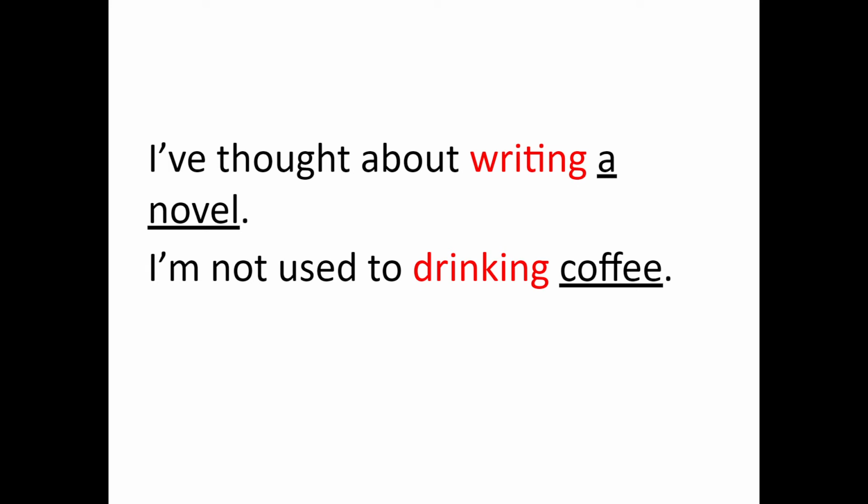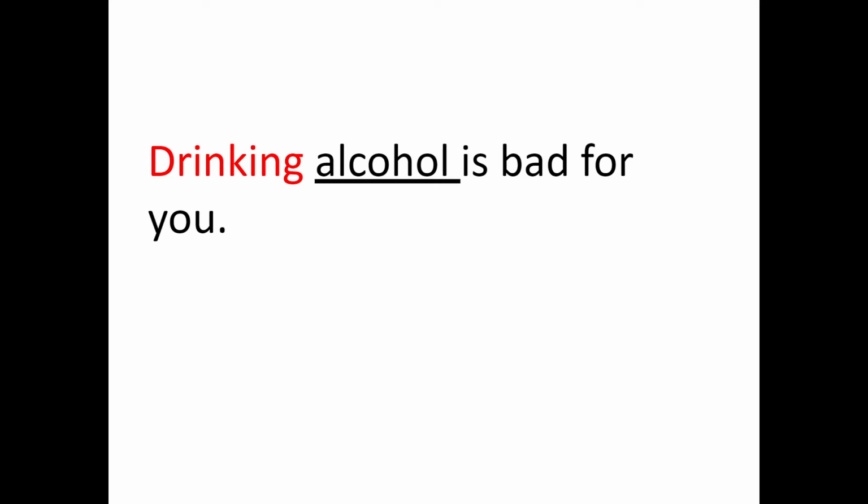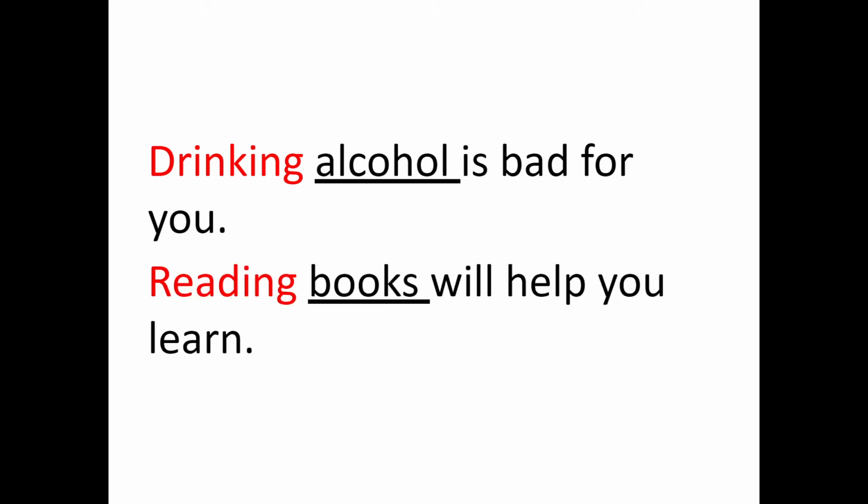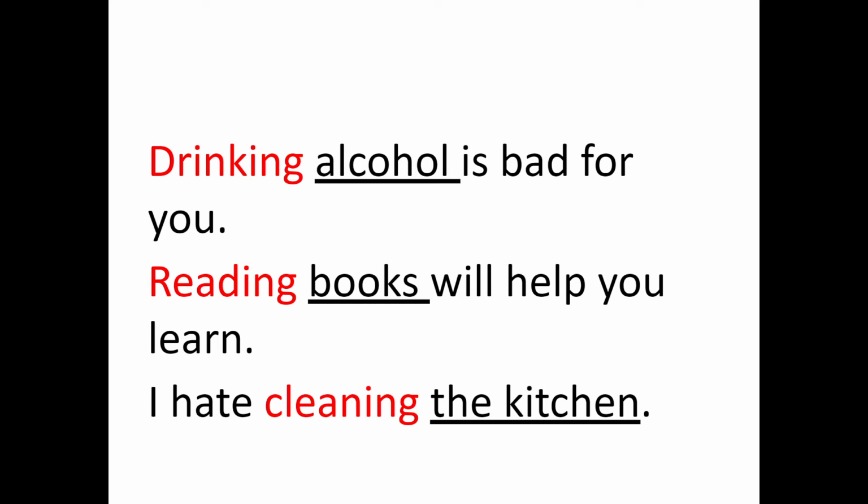But not only with objects of preposition, in any of the places a gerund occupies. For example, drinking alcohol is bad for you. So drinking is a gerund, alcohol is the object of the gerund, and that whole phrase drinking alcohol functions as the subject of the sentence. So drinking alcohol together is the gerund phrase, which is the subject. Or reading books will help you learn. Or as a direct object, I hate cleaning the kitchen.